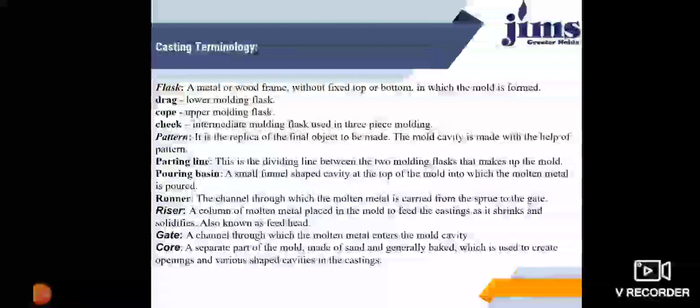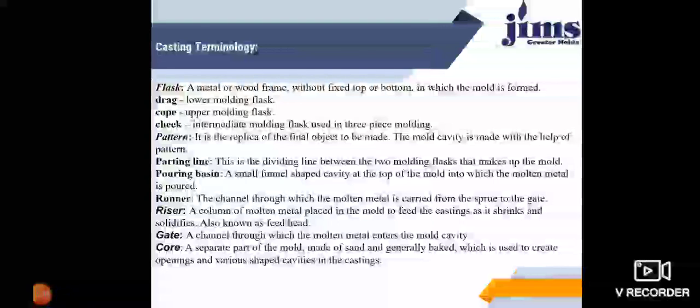Next we have the pouring basin. Pouring basin is a small funnel shaped cavity at the top of the mold into which the molten metal is poured. Next is the runner. Runner is the channel through which the molten metal is carried from sprue to the gate, and from gate ultimately into the mold cavity. Then we have the riser. Riser actually is a column of molten metal placed in the mold to feed the casting as it shrinks and solidifies, also known as feed head.